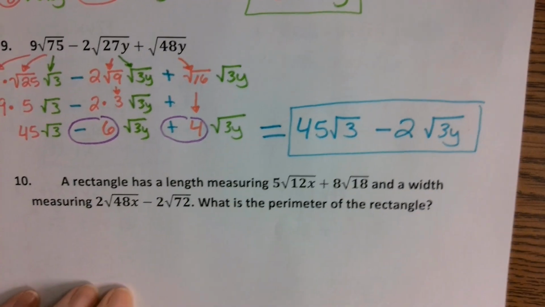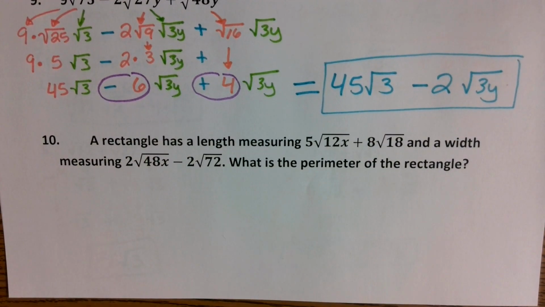Okay. This last one, it's a rectangle. A rectangle has a length measuring 5 square root of 12x plus 8 square root of 18. And it has a width that is measuring 2 square root of 48x minus 2 square root of 72. We want to know what is the perimeter of the rectangle.